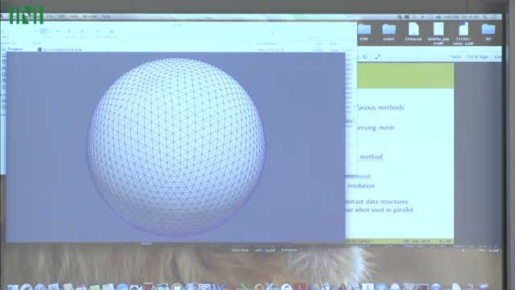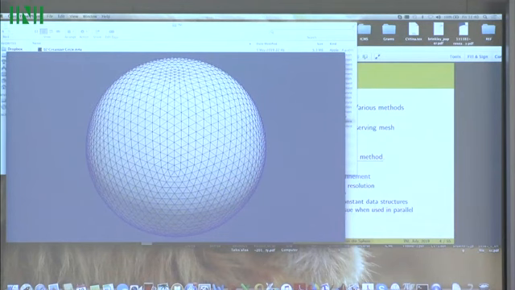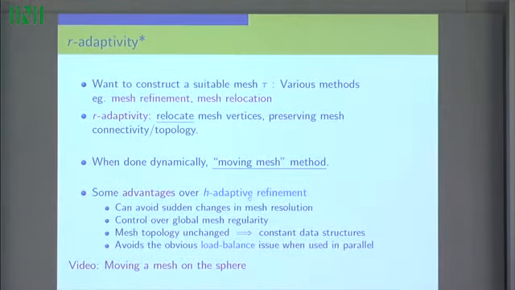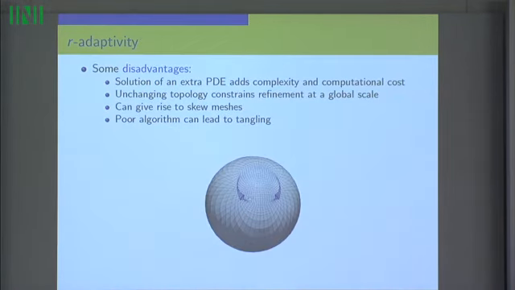And you can see how that works. So that's what we're going to do in this talk. I'm going to show you how that works. Right, let's go back to where we were. Right, so that's the advantage of moving meshes.